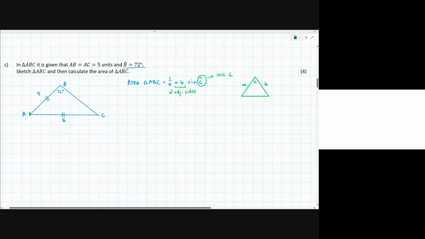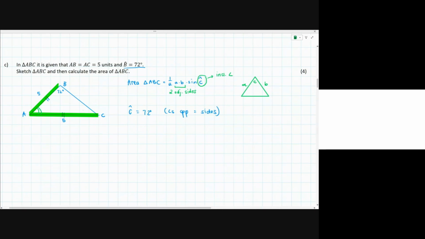So we've got our two adjacent sides AB and AC, which means in order for me to apply this rule, I need the included angle. So I need to figure out what this angle at A is. Now that's easy, all right? Because this is an isosceles triangle, I know that the angle C is 72 degrees, angles opposite equal sides. And again, yes, you should give reasons because it's geometry. Put reasons. That's it.